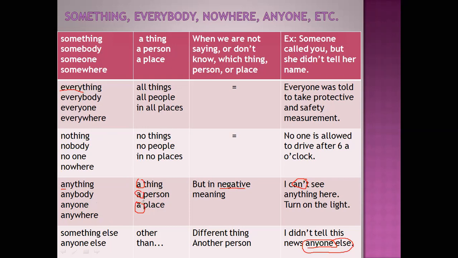Also, we can use them in questions as well. So next one, something else and anyone else means other than the person, other than the thing, or other than that place. Okay? You understand? Did you understand, Mariam? Yes, I understand. Okay, now let's move on to the next page.